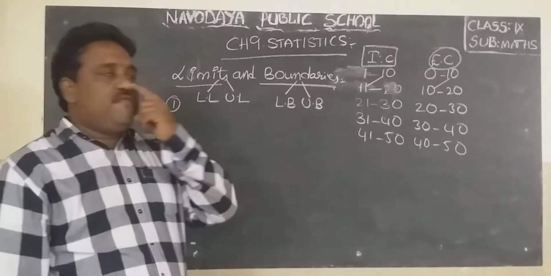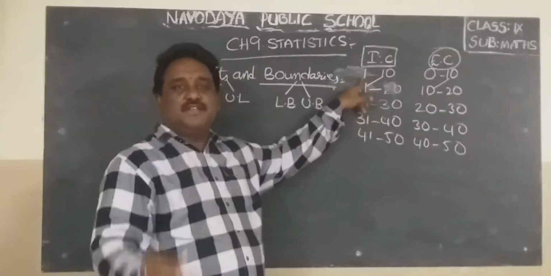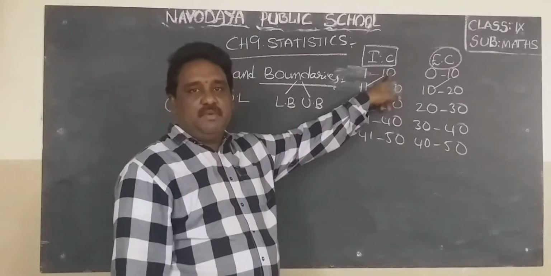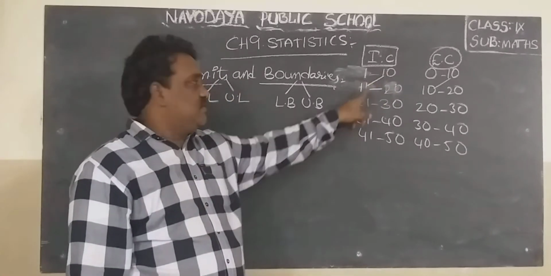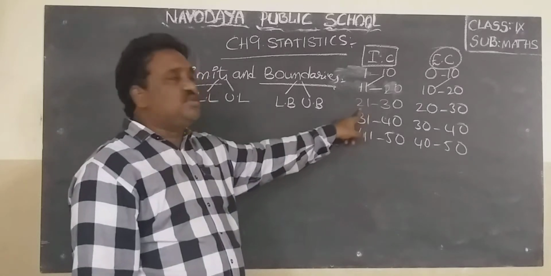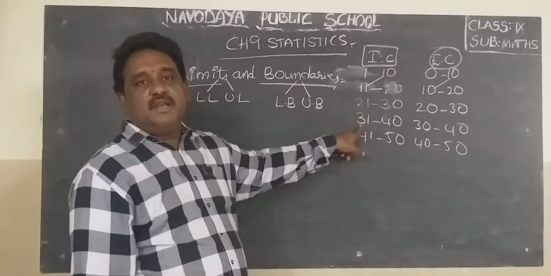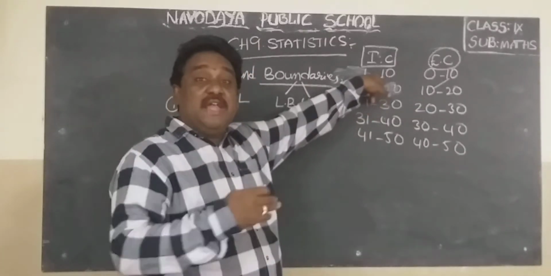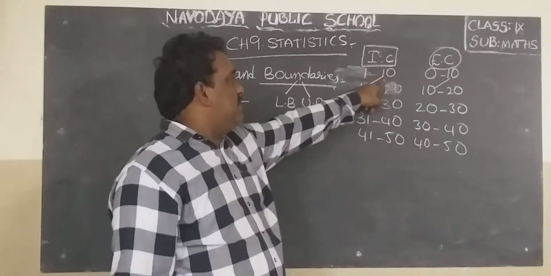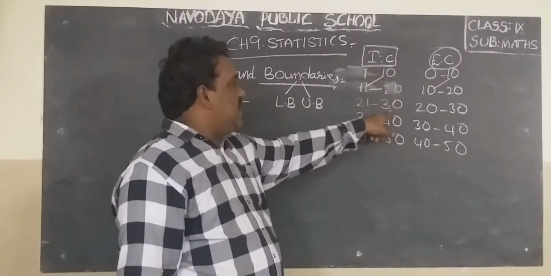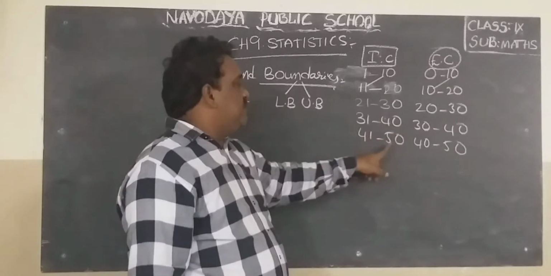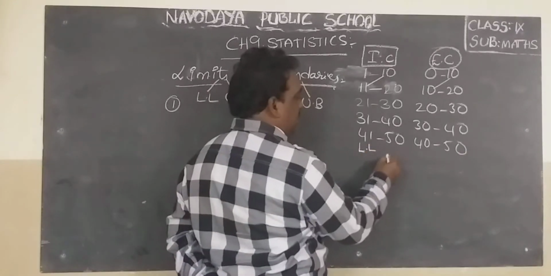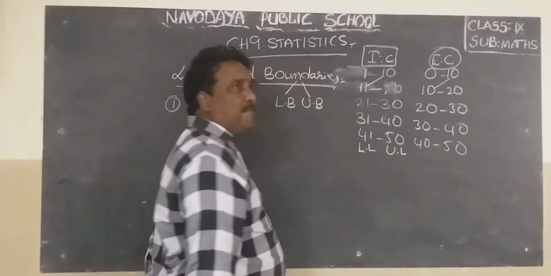What is the lower limit? For any class, the starting value is known as the lower limit. For any class, the ending value is known as the upper limit. 1, 11, 21, 31, 41 are lower limits. Then 10, 20, 30, 40, 50 are upper limits. Starting value is the lower limit; ending value is the upper limit.